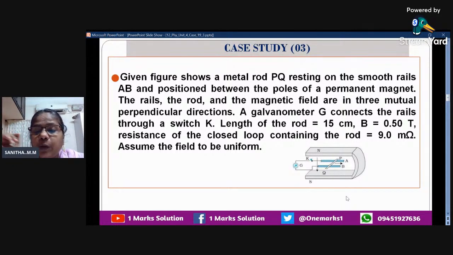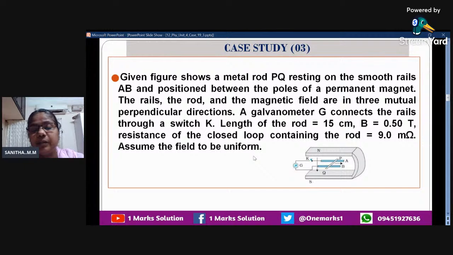The resistance of the closed loop containing the rod is also given: 9.0 milliohm. Small letter m stands for milli. If it is a capital letter M, it is mega. Milli means 10 raised to minus 3, which we have to apply.